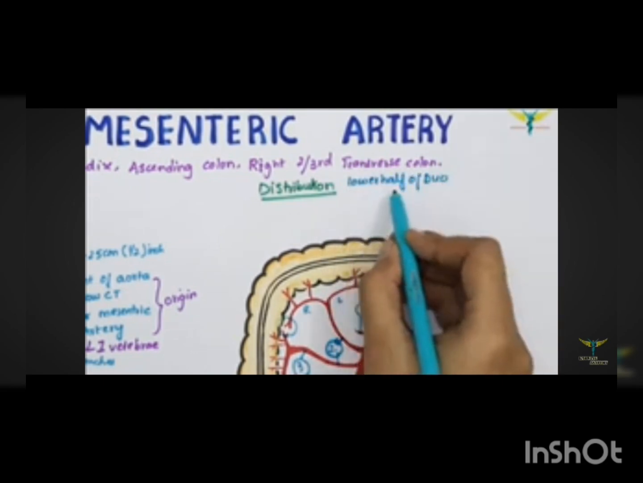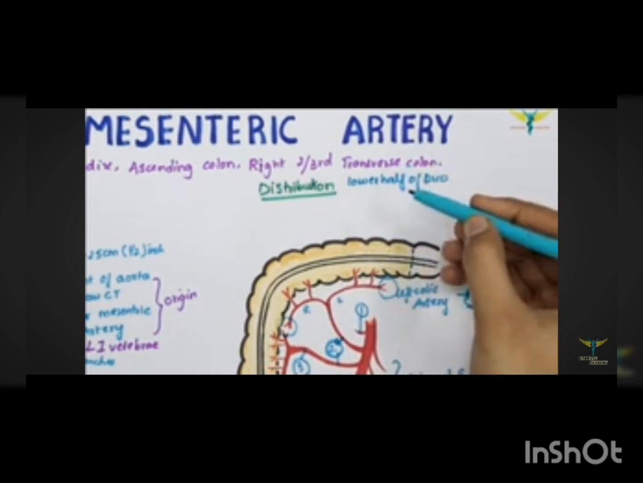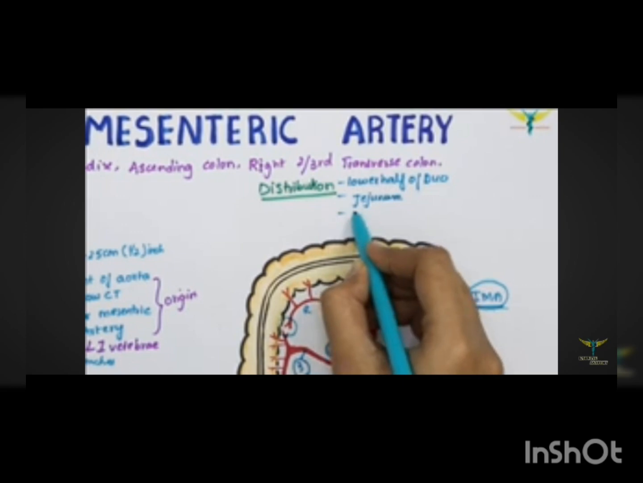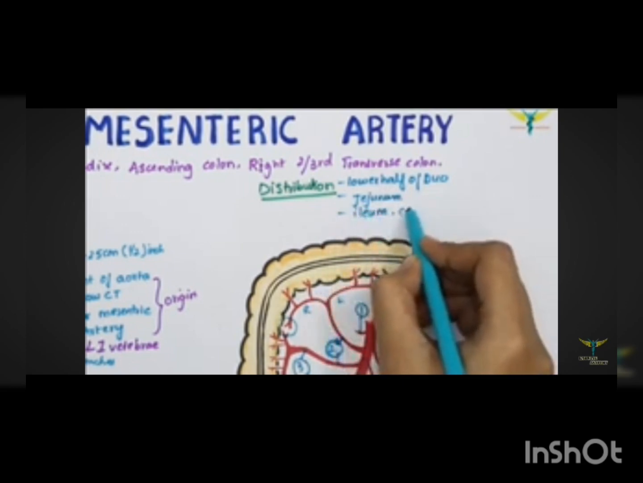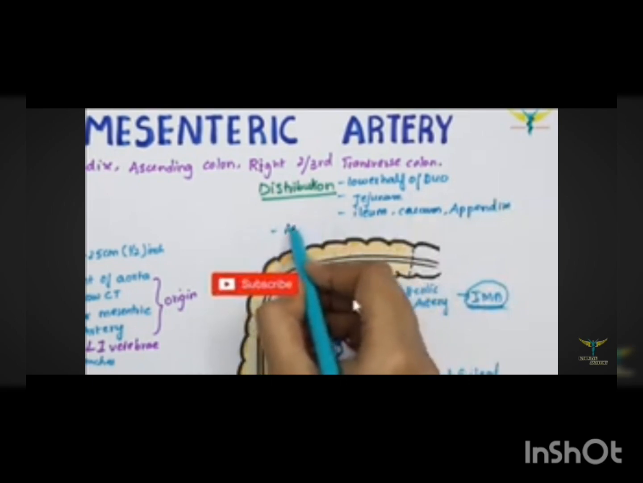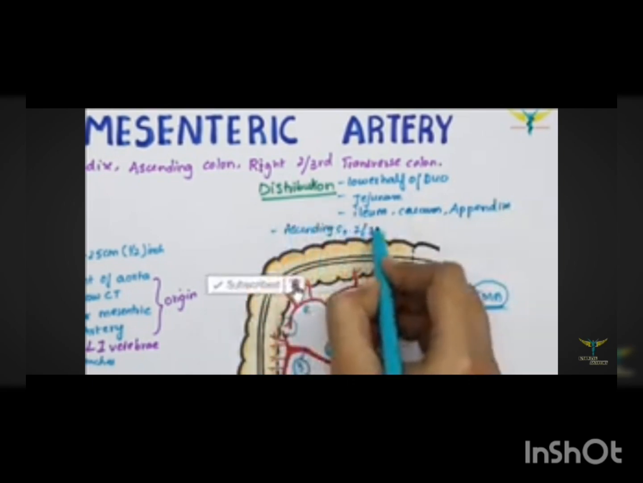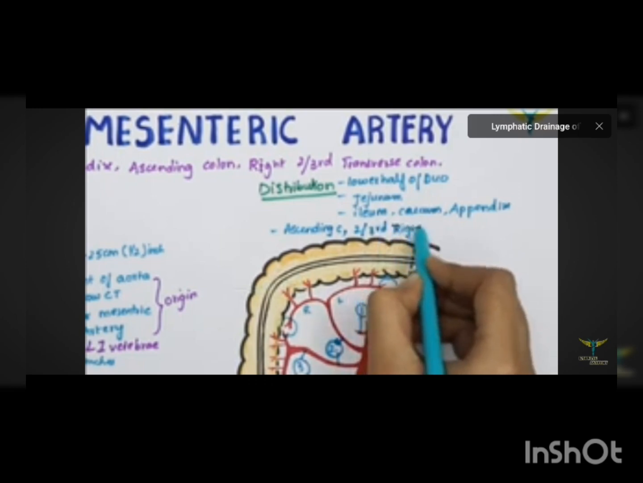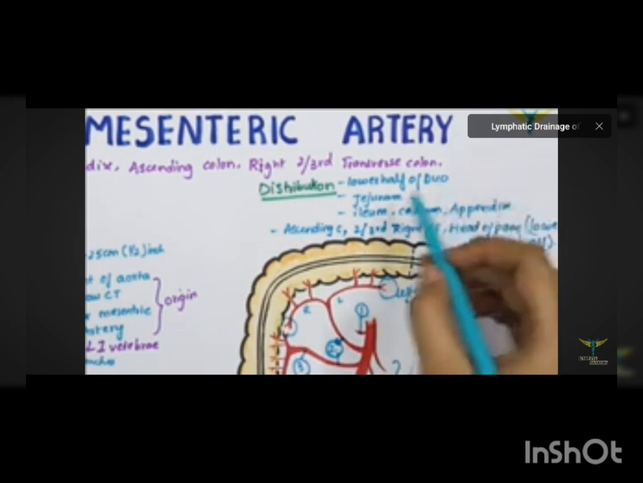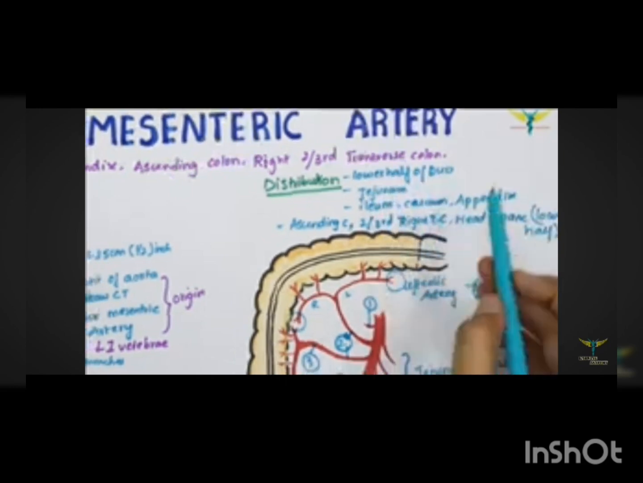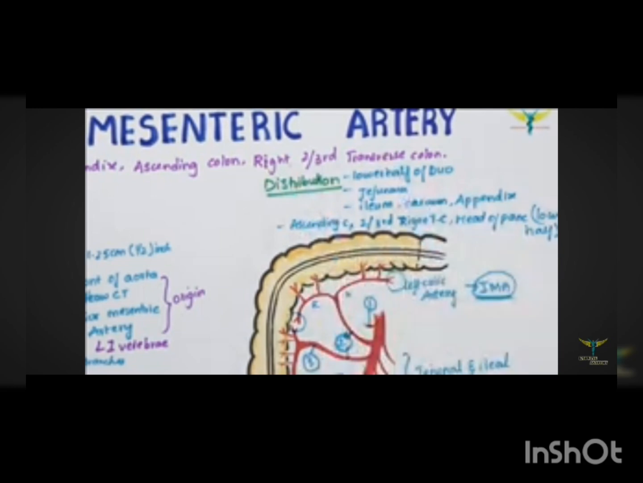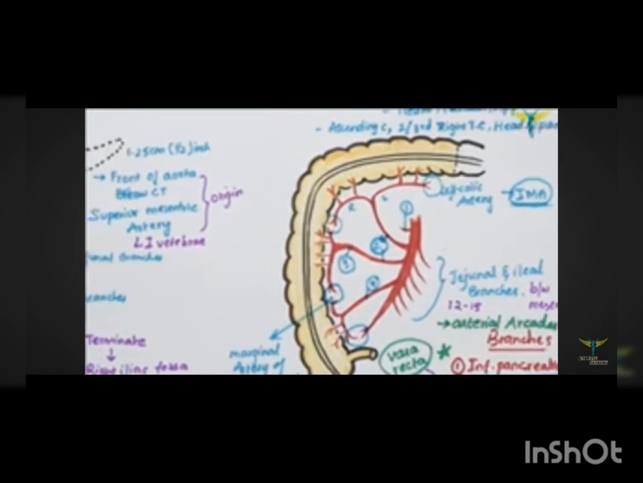And this lower half means below the opening of the hepatopancreatic duct: the jejunum, the ileum, cecum, appendix, the ascending colon, right 2/3 of the transverse colon, and the lower half of the head of the pancreas. So these are the derivatives of the midgut, and these derivatives of the midgut are supplied by the superior mesenteric artery. So guys, this is all about the superior mesenteric artery.